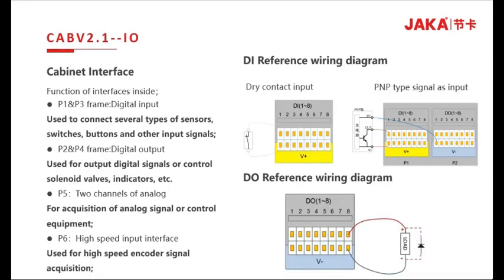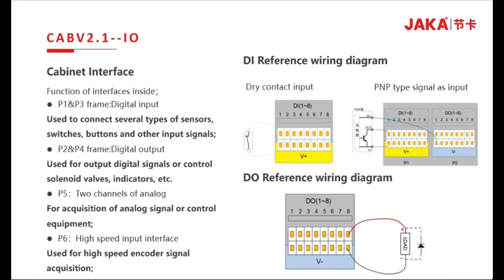Terminals P1 and P3 are digital input ports for connecting input signals such as sensors and switch buttons. DI refers to the dry node input button on the wiring diagram. Connect one end of the dry node to the positive power terminal and the other end to the DI input button. P2, P4 specially refer to digital output port for output of signal or control of solenoid valves, indicators, etc.